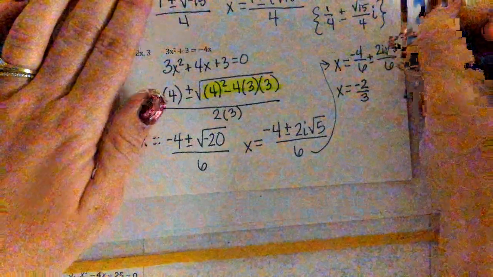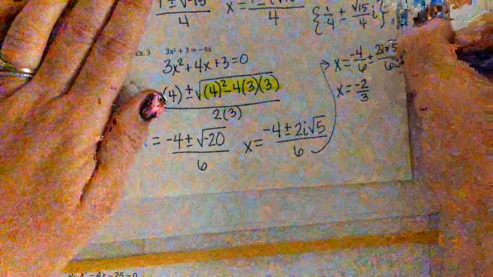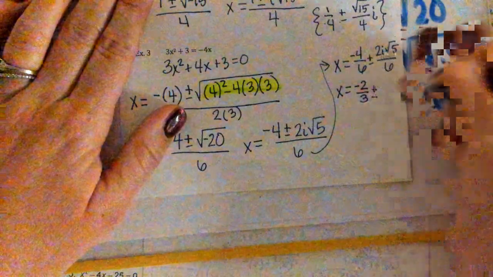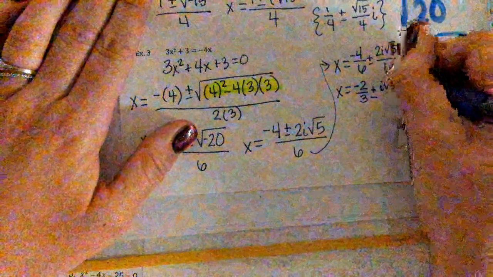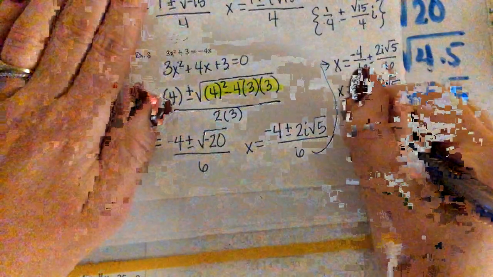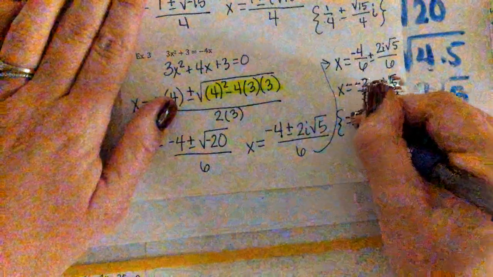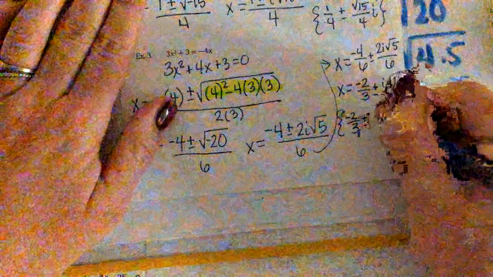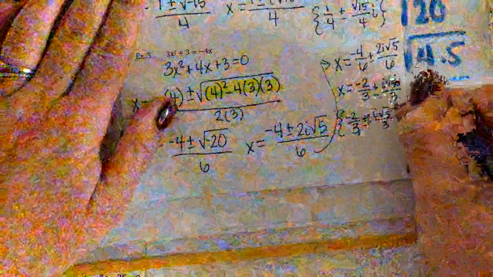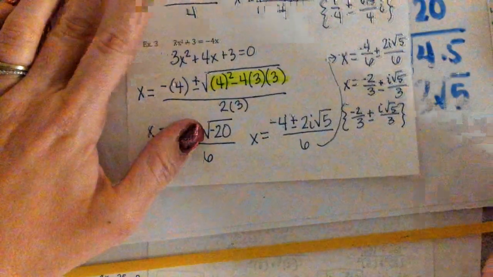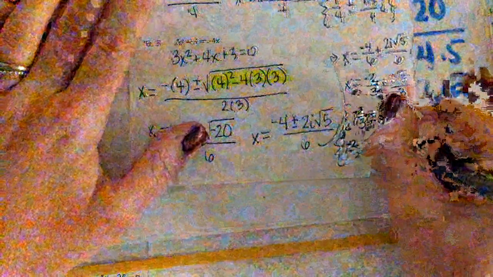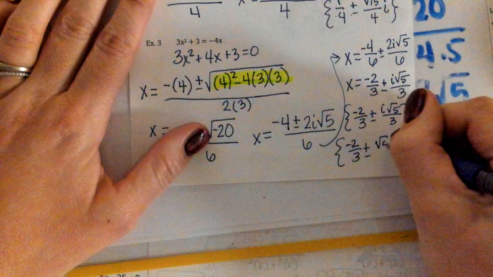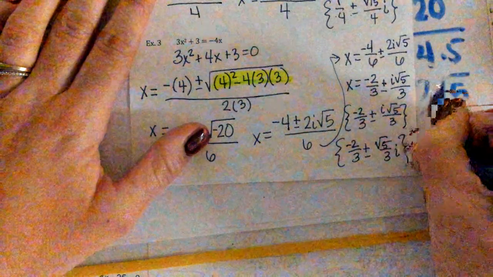And then 2i root 5 over 6. I'm just looking at the 2 over 6. That simplifies to 1/3, right? So just i root 5 over 3. So in the solution set, I'd put negative 2/3 plus or minus i root 5 over 3. Or another way to write that, right, is to say it's negative 2/3 plus or minus root 5 over 3i. Does not matter which you choose. Answer keys are going to look like the top one, though. Okay?